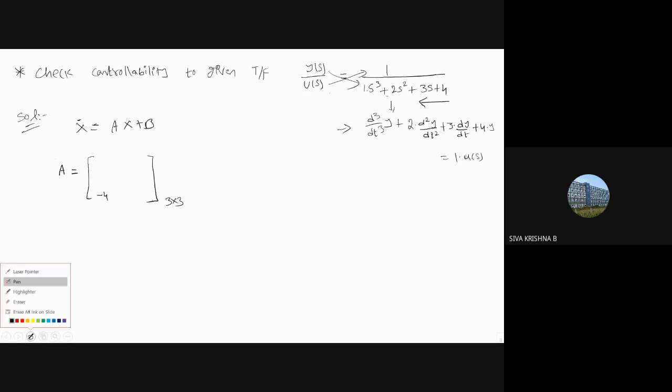And what is the next one? Next quotient? -3. Next quotient? -2. So 3 by 3 is finished. S^3 means no need to write because it indicates the order.